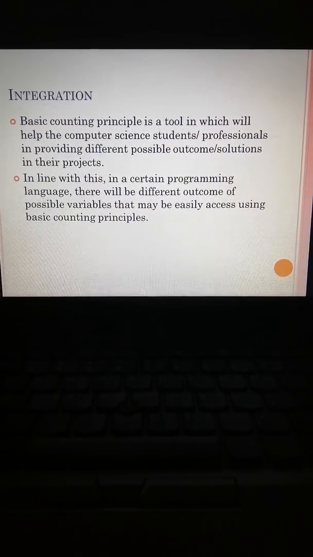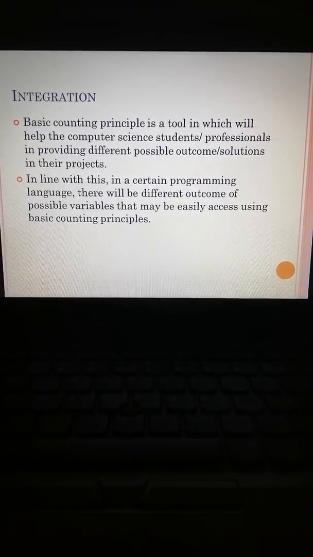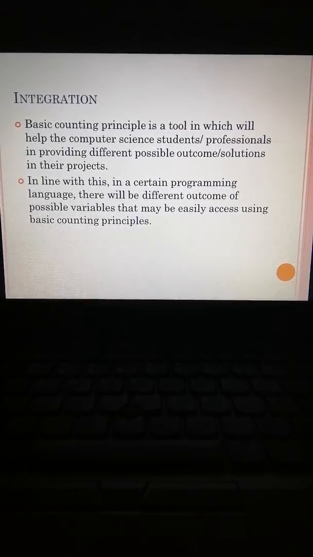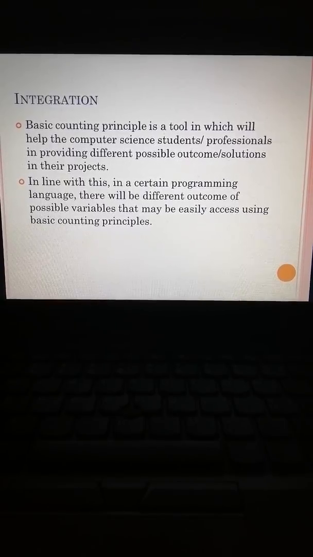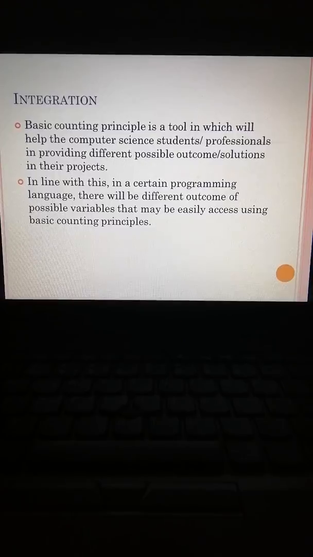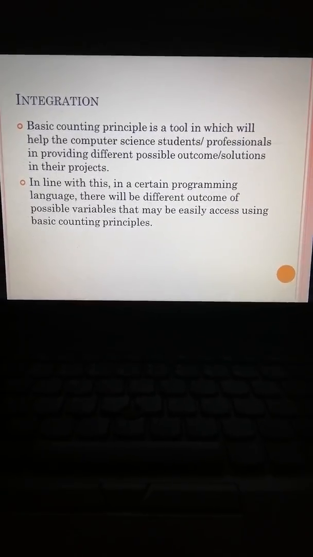Basic counting principle is a tool which will help computer science students or professionals in providing different possible outcome solutions in their projects. In line with this, in a certain programming language, there will be different outcomes of possible variables that may be easily accessed using basic counting principles.